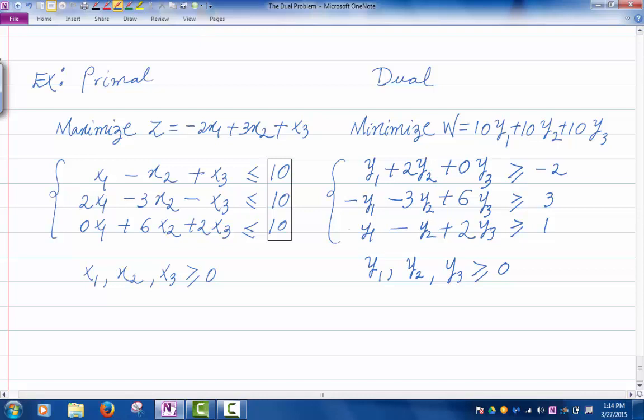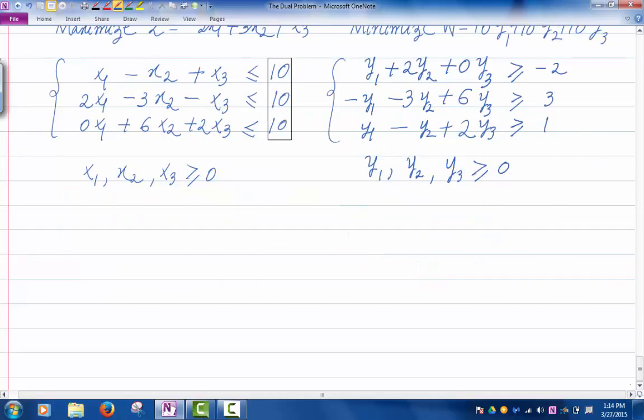Everybody's okay? Later on, we are going to write the dual in the standard form as well. But right now, we are just going to keep it this way. Any questions, anybody, on this? How I did it? Let's do one more example. And hopefully you'll do it before I do.